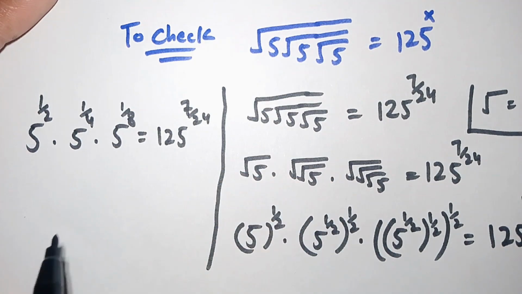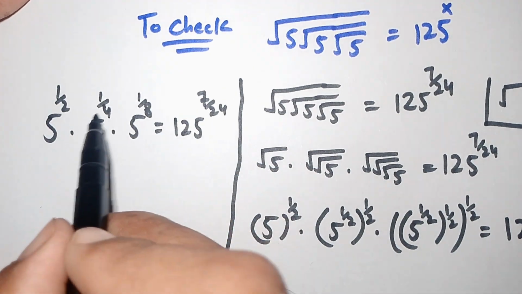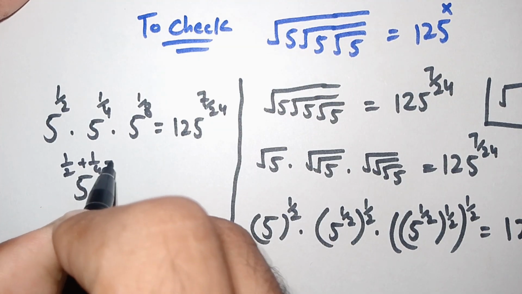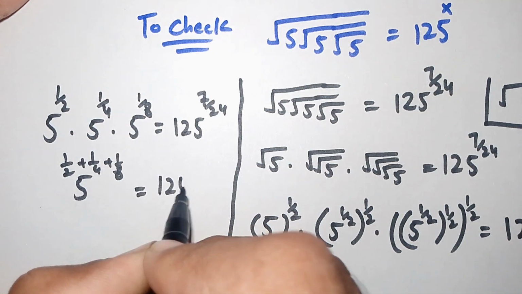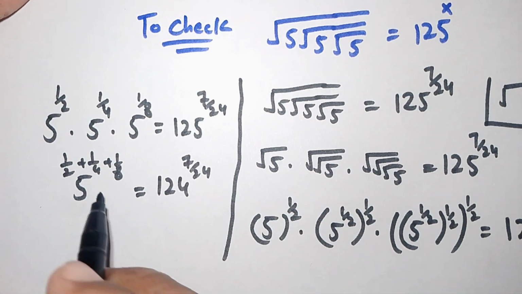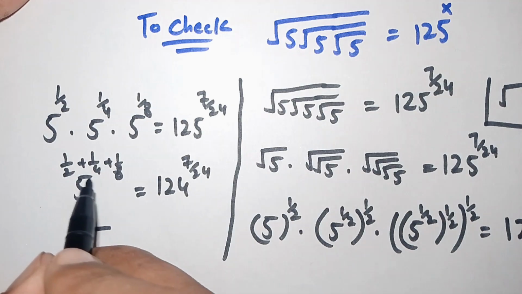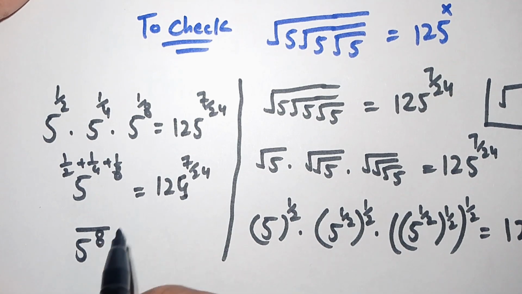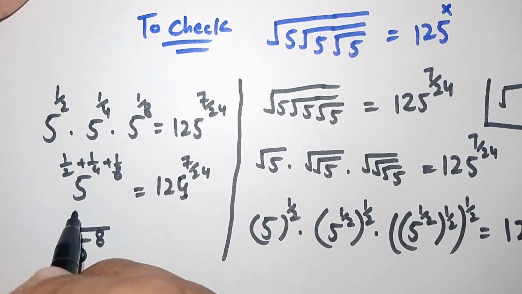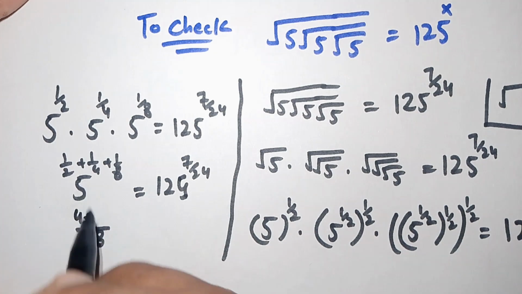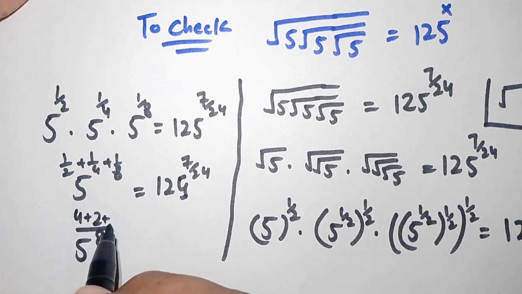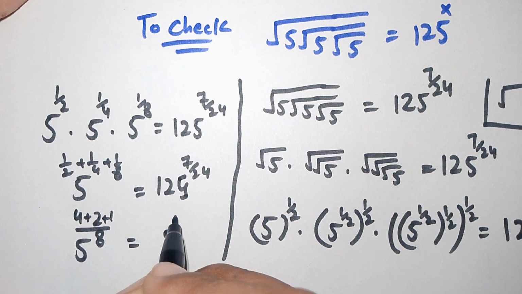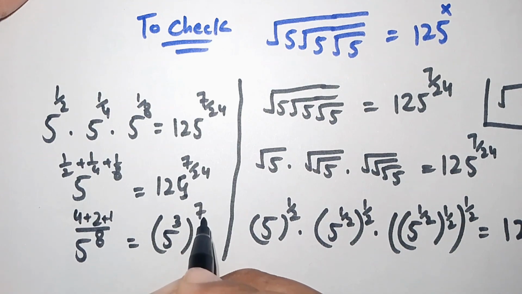Now in the next step, we have to add these exponents, because this is in the form of 1 over 2 plus 1 over 4 plus 1 over 8, which is equal to 125 to the power of 7 divided by 24. Now 5 to the power of, we have to take 8 as the LCM. 8 divided by 2 is equal to 4, 4 times 1 is equal to 4, plus 8 divided by 4 is equal to 2, 2 times 1 is equal to 2, plus 8 divided by 8 is equal to 1, 1 times 1 is equal to 1. And this 125 is equal to 5 to the power of 3, and to the whole power of 7 divided by 24.